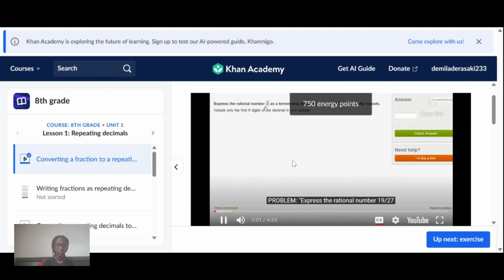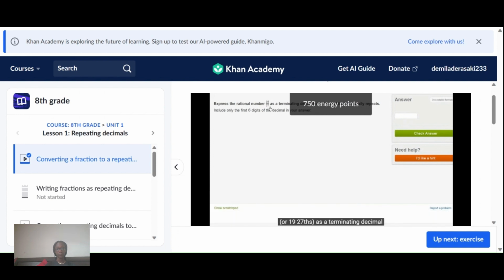Express the rational number 19 over 27 as a terminating decimal or a decimal that eventually repeats. Include only the first 6 digits of the decimal in your answer. Let me give this a shot.